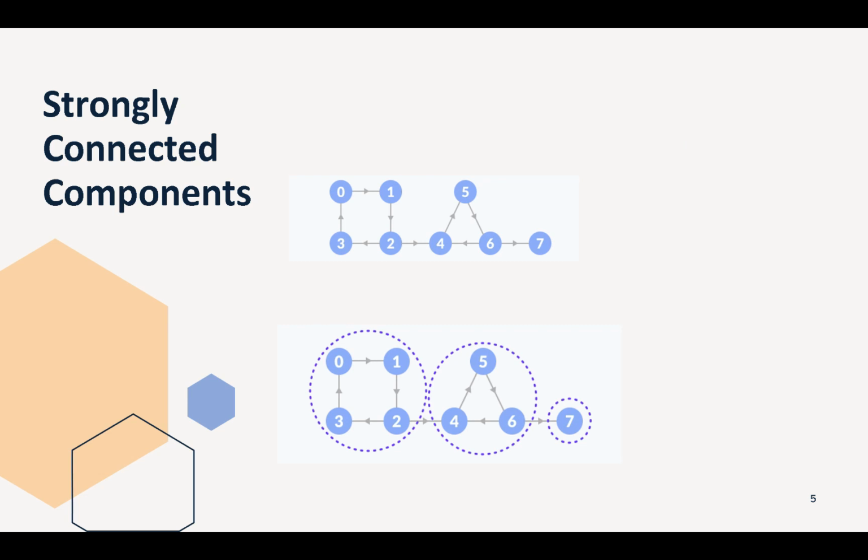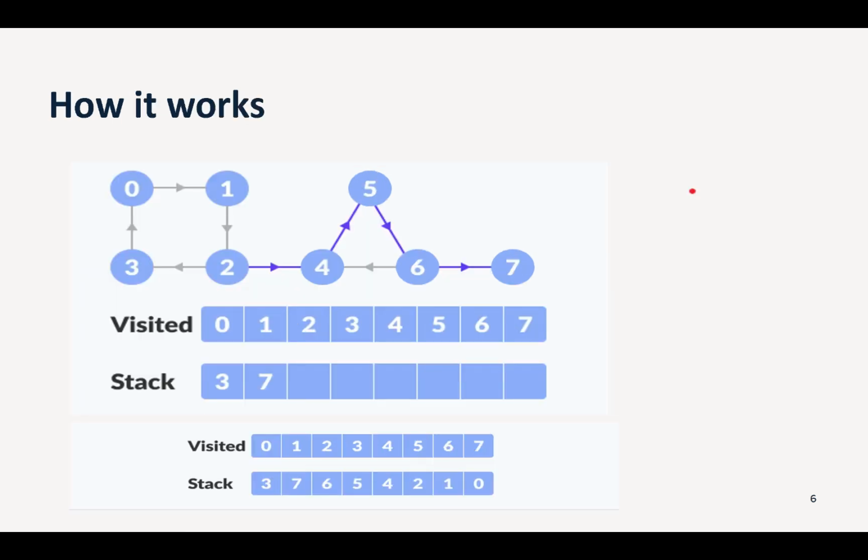Looking at this directed graph, we can determine three strongly connected components: 0, 1, 3, 2; 5, 4, 6; and 7. So how do we get these three strongly connected components? First, we look at a directed graph. Here we have 8 nodes, 0, 1, 2, 3, 4, 5, 6, 7.